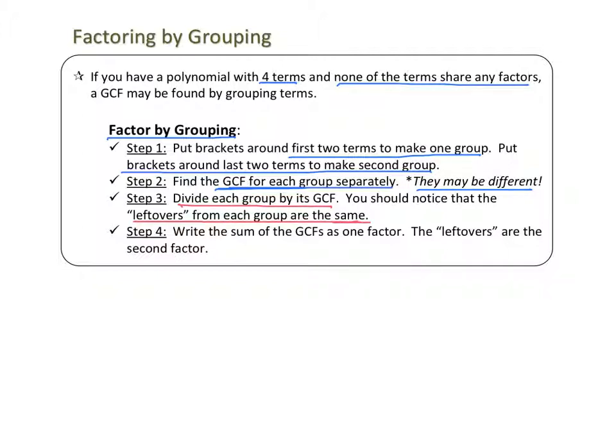Then, in step 4, you will use the binomial that's in the brackets as the greatest common factor to finish factoring the expression. The greatest common factor will become one of the factors, which is the binomial, and all of the leftovers after you divide out the binomial greatest common factor is the second factor of the expression. So let's look at a couple of examples.